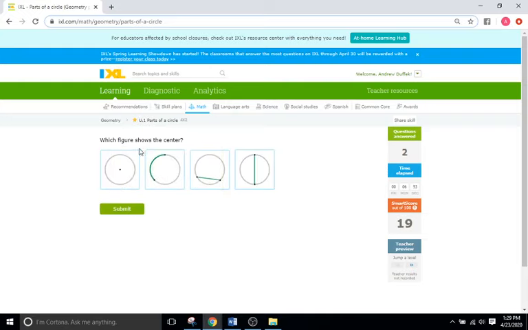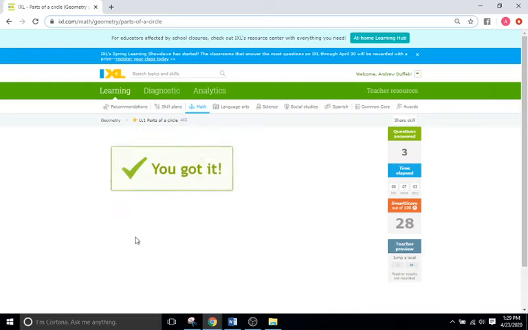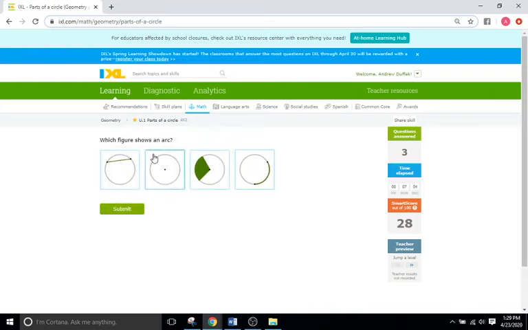Okay, which shows the center of a circle? Well, this one is definitely showing just the center. Again, this one is an arc, this one is a chord, and this one is a diameter. Okay, which one shows an arc?